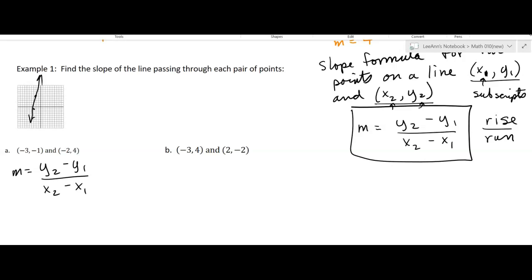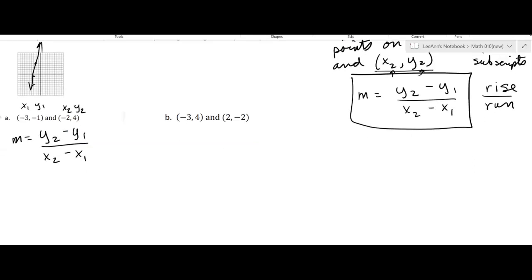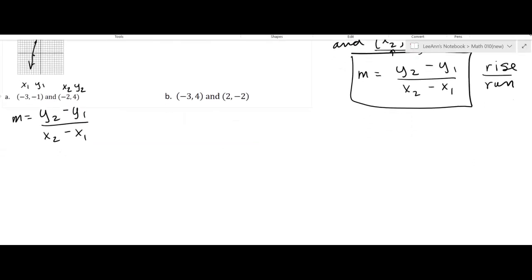And so I usually tell students, go ahead and label your points. Make this the first one, and this the second one. And it doesn't really matter if you want to make the other one the second one. That's fine. But you just have to be consistent. You can't mix them up.